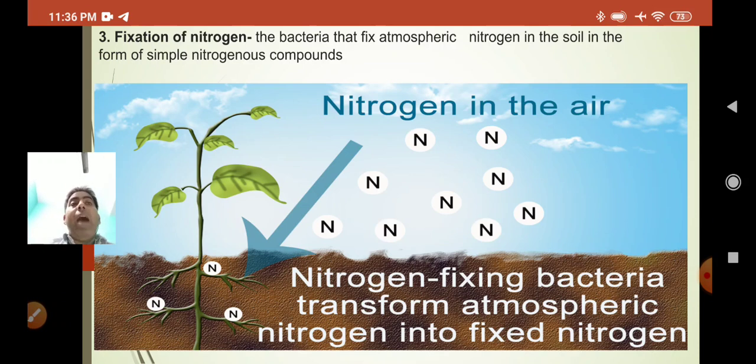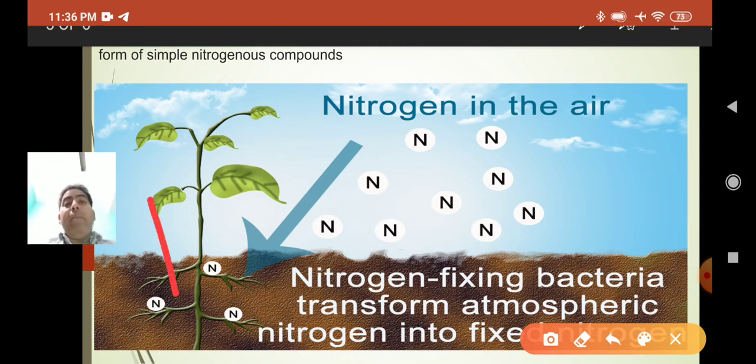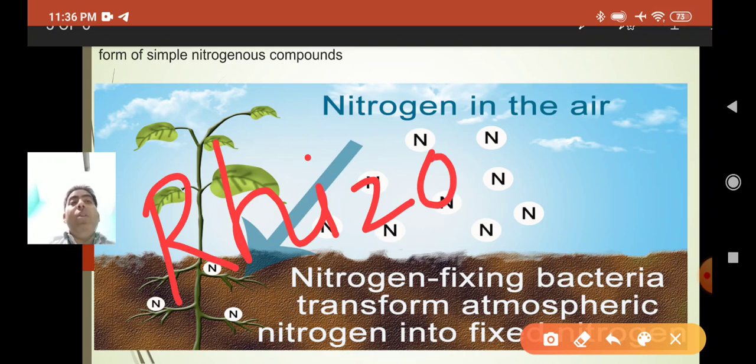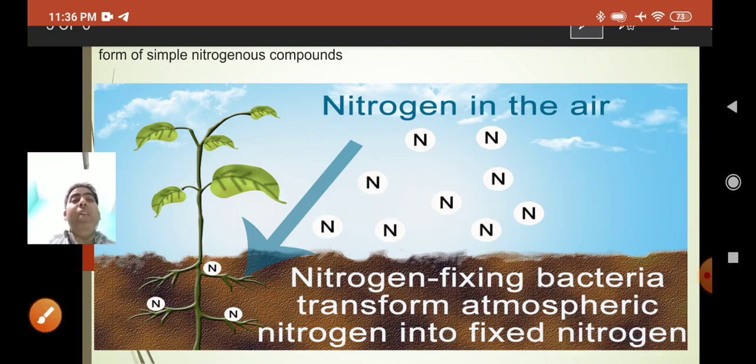Okay, and what do these root nodules contain? They contain bacteria. They contain rhizobium bacteria. And what do these bacteria do? These bacteria live inside the root nodules, and as we know, in our atmosphere 78% nitrogen is there, but plants cannot take this nitrogen directly and use it. Then from where will the plant get this nitrogen? These bacteria will provide nitrogen to the plant.